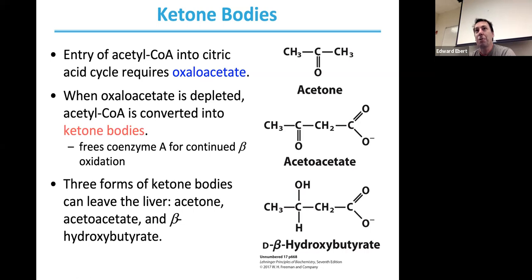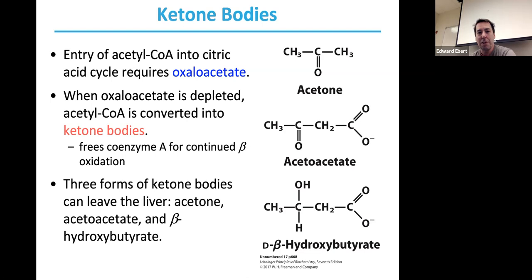once we make our acetyl-CoA, just like we saw in chapter 16, this can go into the TCA cycle, and it reacts with oxaloacetate, our OAA. Okay, if we run low on oxaloacetate, then the acetyl-CoA will instead get converted into ketone bodies. Okay, and there are three of these that are most commonly seen: acetone, acetoacetate, and beta hydroxybutyrate, which are depicted here.